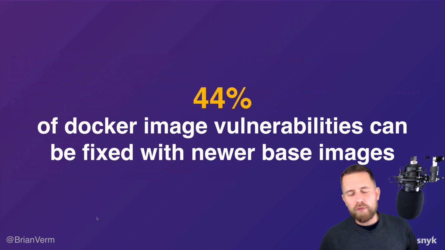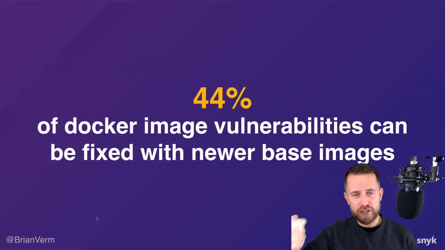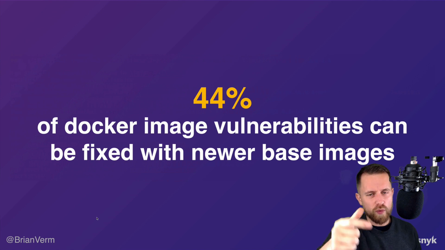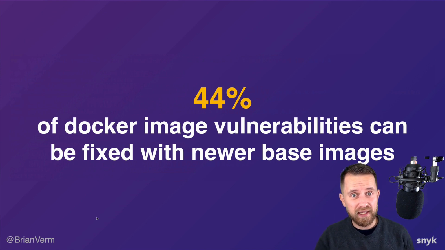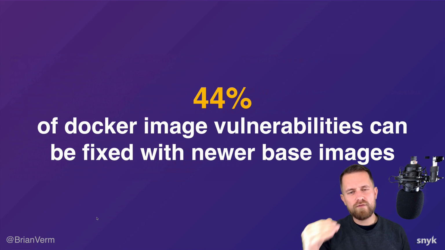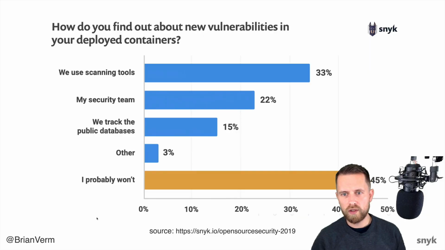Did you know that 44% of the Docker image vulnerabilities can be fixed by a newer base image? So just by switching out the base image to a version that has another base image of itself, so the Debian one versus the Alpine one, for OpenJDK 11, for instance, can already fix a bunch of vulnerabilities and makes you less vulnerable to certain things.